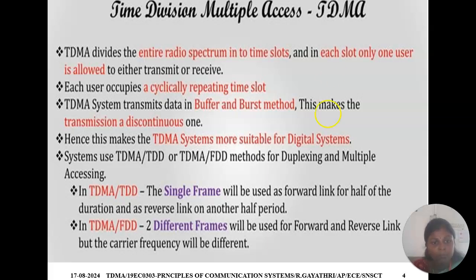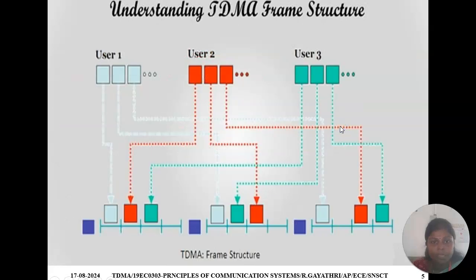In TDMA frequency division duplexing, two different frames are used for the forward and reverse links, but the carrier frequency will be different. In understanding the frame structures, user 1 has an individual frame structure, user 2 has a different frame structure, and user 3 is allotted a different frame structure. See the picture: user 1 communicates in one time, user 2 in another time, and user 3 in another time.